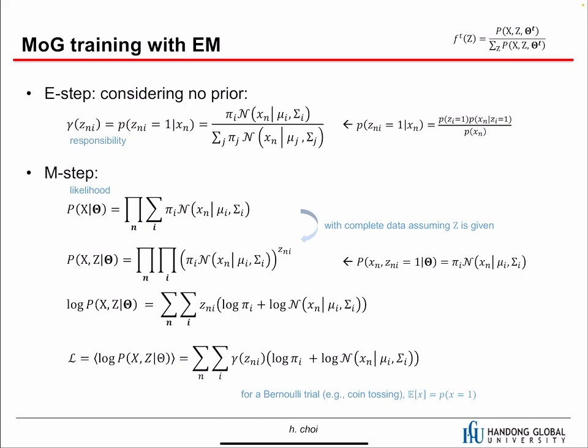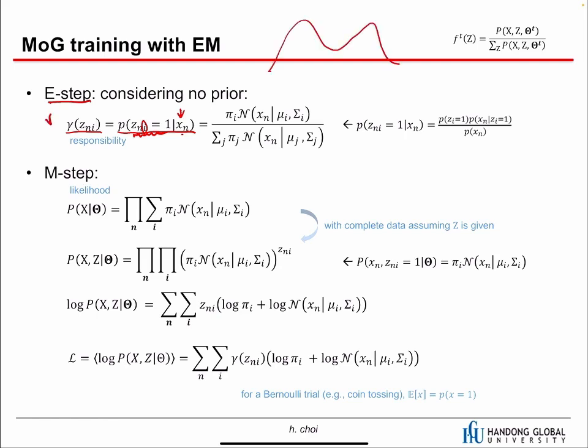And in each step, we have to get the probability of this assignment. Not just a single assignment, but the distribution of assignment. So given this point x sub n, what is the probability that this x_n belongs to the ith component? That is actually the responsibility. Responsibility means how much one component is explaining this sample.